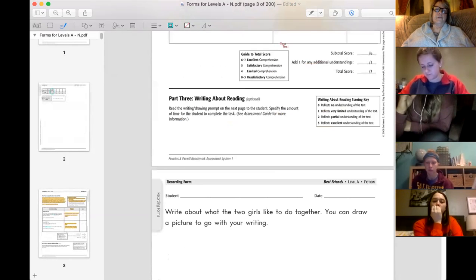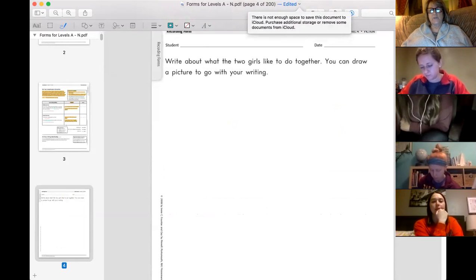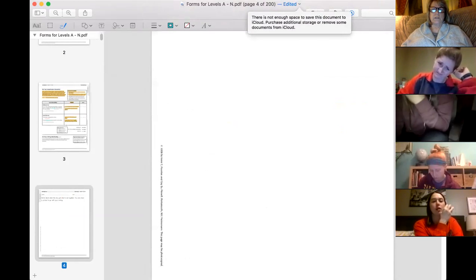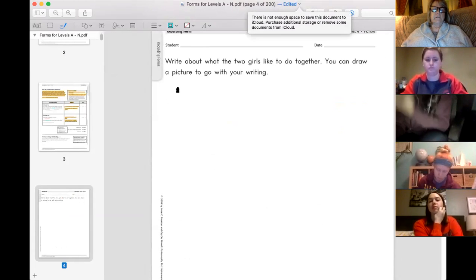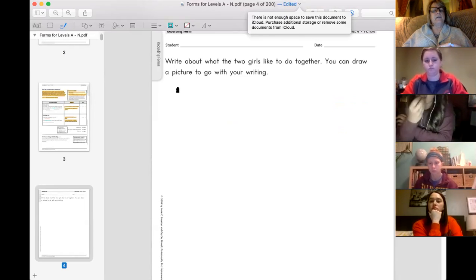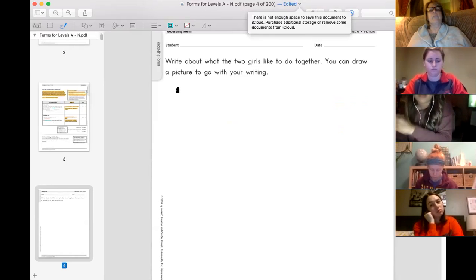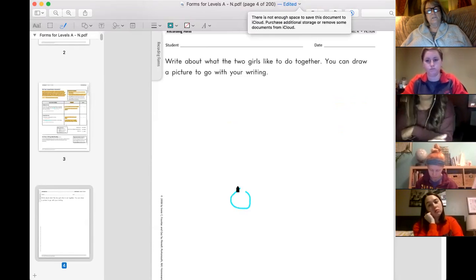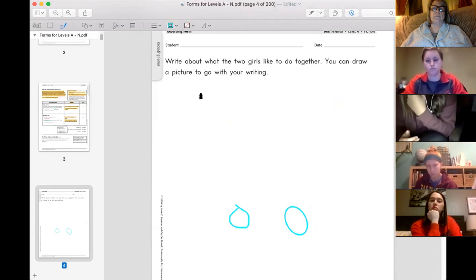So then the third part of every book is a writing piece. On the last page of the score forms, I guess there are 3 pages for these lower level ones. You're going to ask the child to write about what the two girls like to do together. I never ask them if they want to draw a picture, I have them write it. I have them draw it after they do their writing. And I never let them draw for 25 minutes. You want to draw? I hope you draw, let them draw, but you want them to write first.